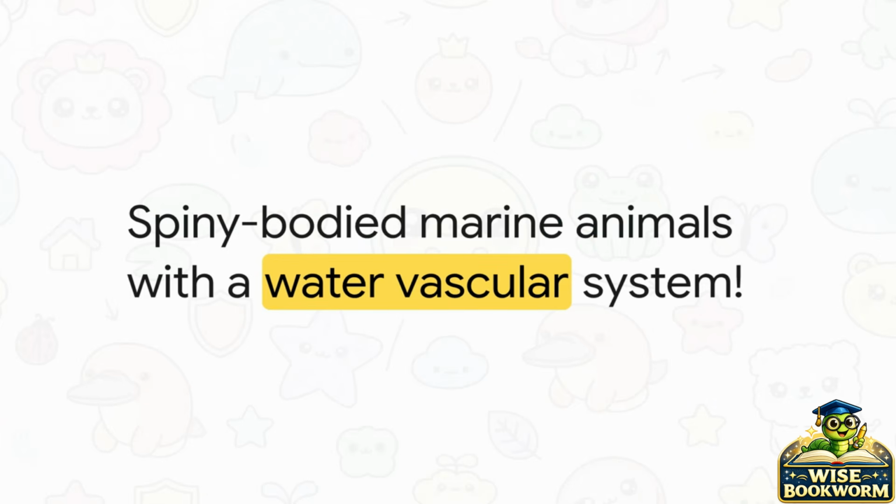Rounding out the major invertebrates, we have the echinodermata. These are marine animals like starfish and sea urchins. And beyond their spiny exteriors, their true superpower is a water vascular system. It's basically this incredible hydraulic network of fluid-filled canals that lets them move, capture food, and even respire in a way that is entirely unique to their phylum.